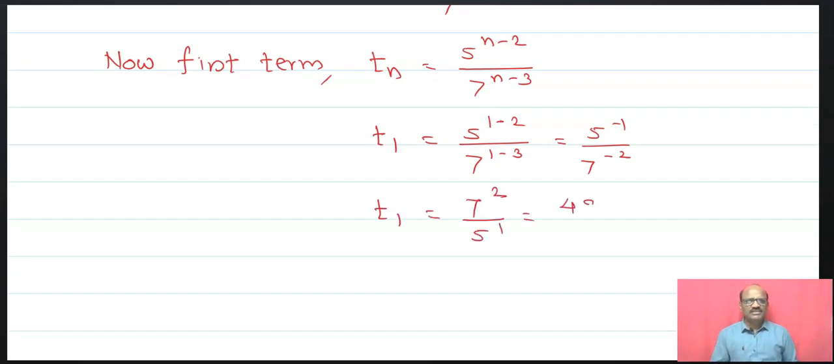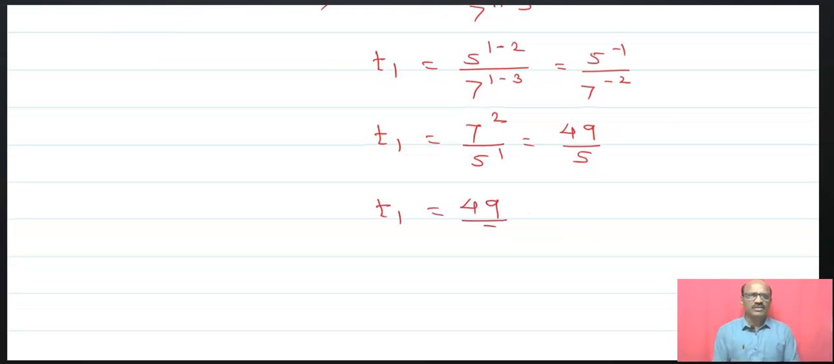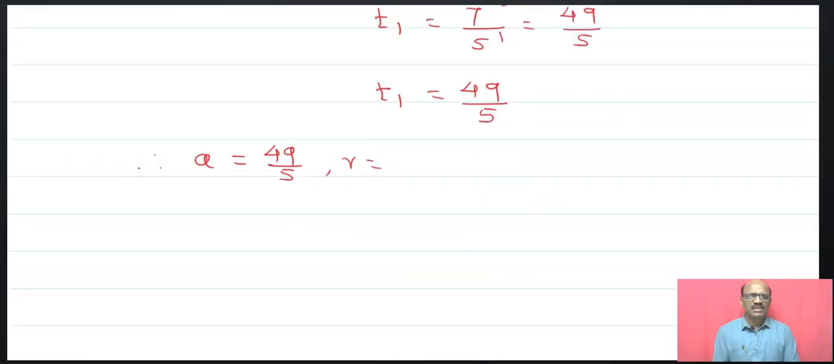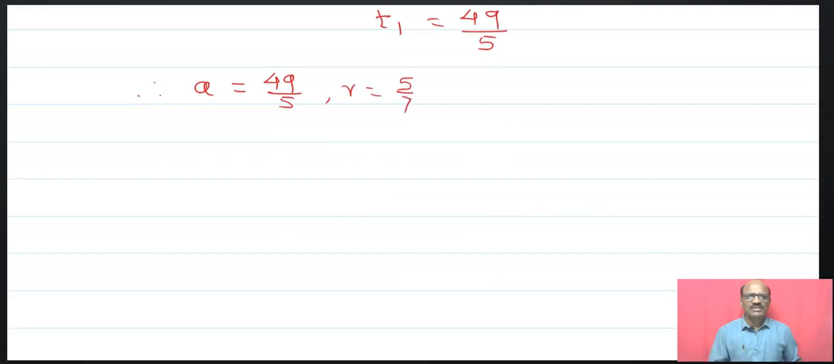And we change here: when the power is minus, it will become plus when it comes to the numerator. And 5 raised to minus 1, when this comes to the denominator, its power will become plus. That is 7 squared, which means 49, upon 5. Therefore, T1 is equal to 49 upon 5. Now this is our first term, and the common ratio is 5 upon 7. In this way, I have completed this question.